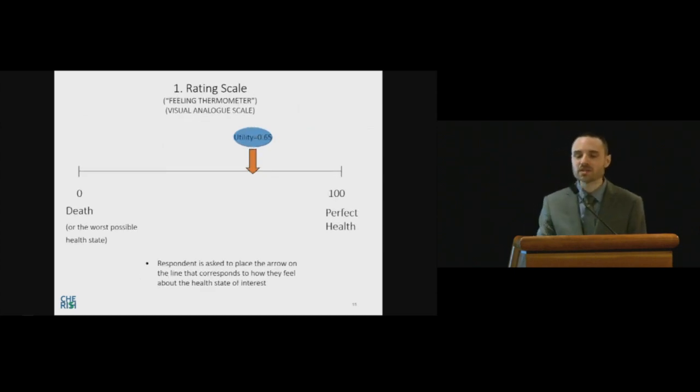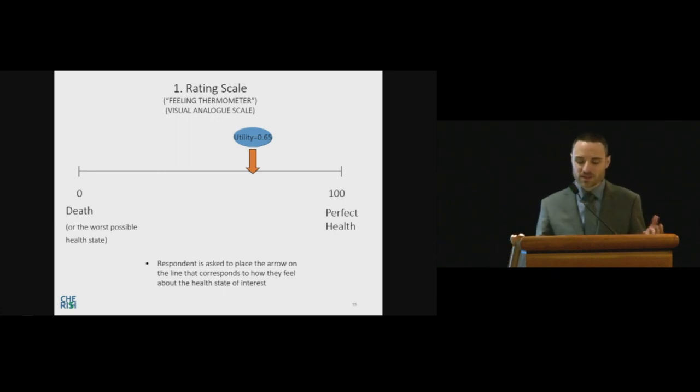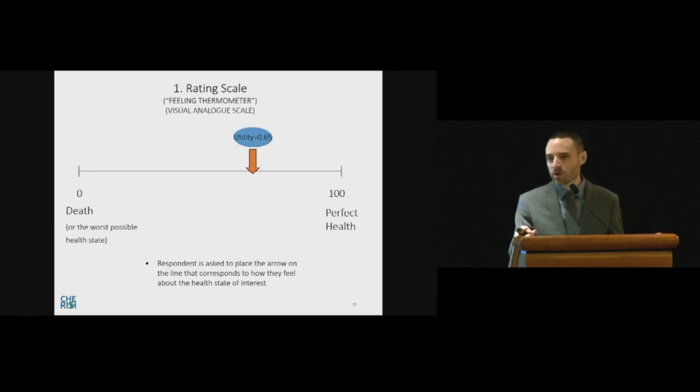Okay, so here's a good example of a feeling thermometer or a rating scale. This is a really simple example, but basically all we're doing is asking the individual to rate how they feel. So 0 is death, 100 is perfect health, and then you just tell them, show us where you're at. Whatever that is becomes your utility value. Like I said, it's an index value; we want it to be between 0 and 1. So if you say I'm 65 out of 100, then of course that's 0.65.